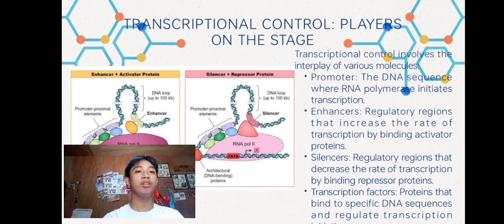We also have here the RNA polymerase. So in a stage play, the RNA polymerase is the leading actor on the stage. It is responsible for reading the script, or DNA, and transcribing it into RNA. The RNA polymerase follows the directions given by the transcription factors and navigates the DNA sequence, adding complementary RNA nucleotides to the growing RNA strand.